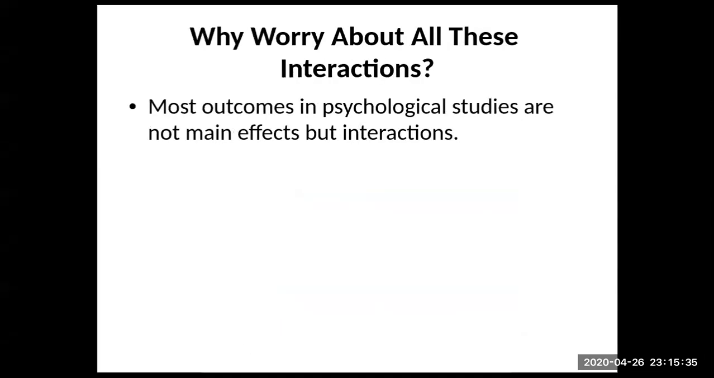So why do we worry about all these interactions? Remember what I said at the beginning in the last lecture, that main effects can be important, but whether or not there's an interaction is almost always more important. So most outcomes in psychological studies aren't really about main effects, but whether 1, 2, or 3 variables interact with one another.